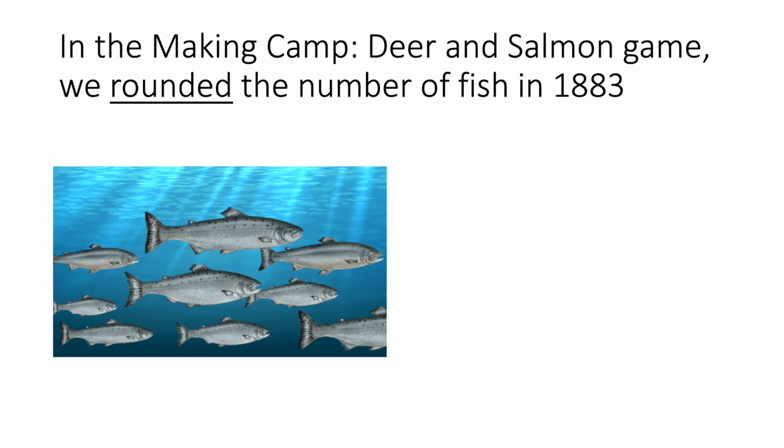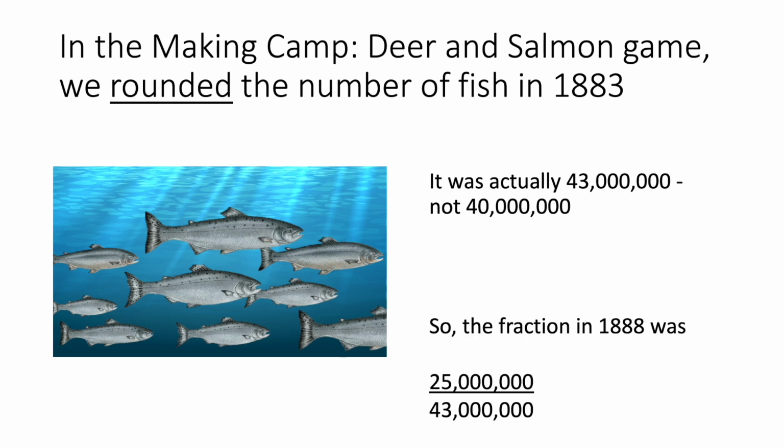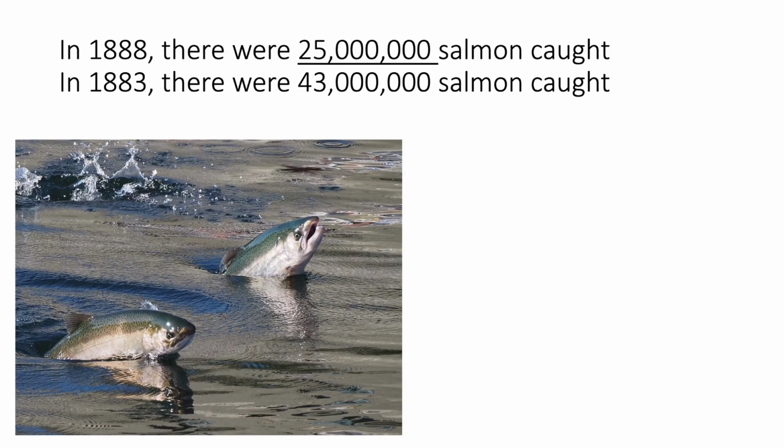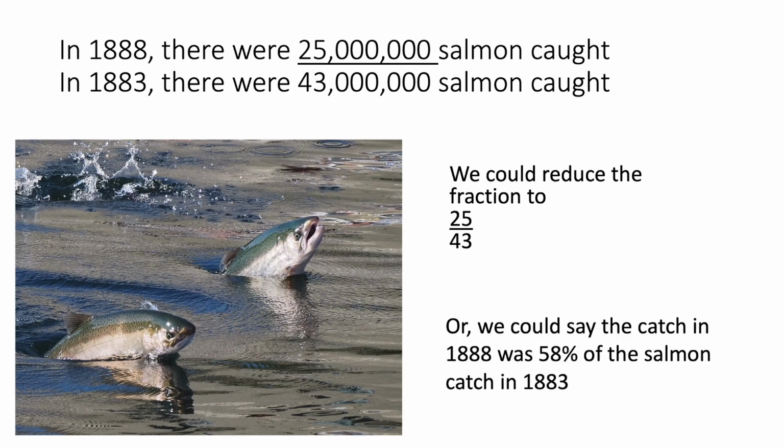In the Making Camp Deer and Salmon game, we rounded the number of fish in 1883. It was actually 43 million, not 40 million. So the fraction in 1888 was 25 million over 43 million. In 1888, there were 25 million salmon caught. In 1883, there were 43 million salmon caught. We could reduce the fraction to 25/43. Or we could say the catch in 1888 was 58% of the salmon catch in 1883.